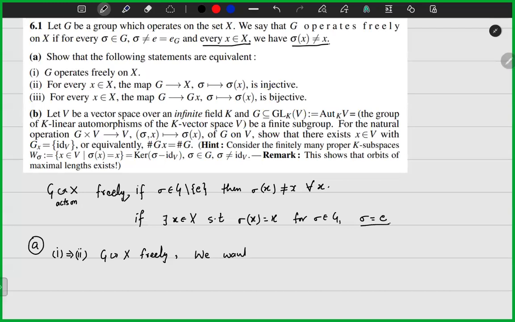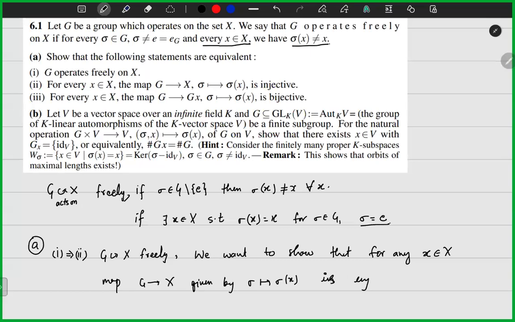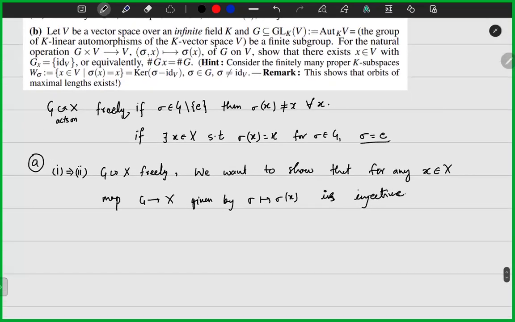We want to show that for any x inside X, this map from G to X given by sigma goes to sigma of x is injective. Okay, so how to do this?